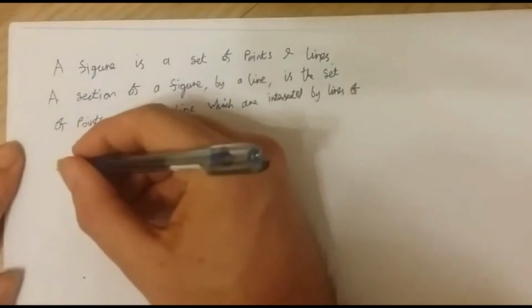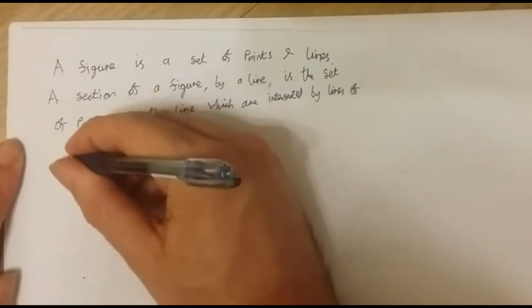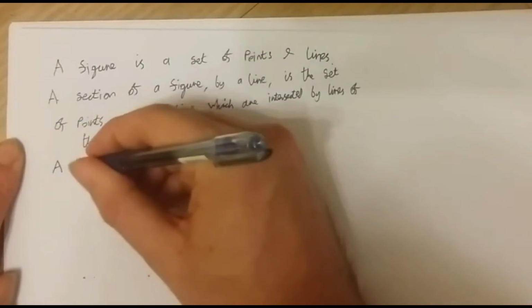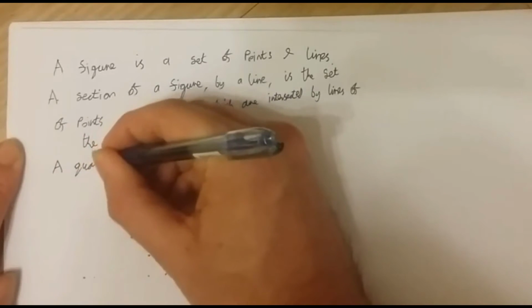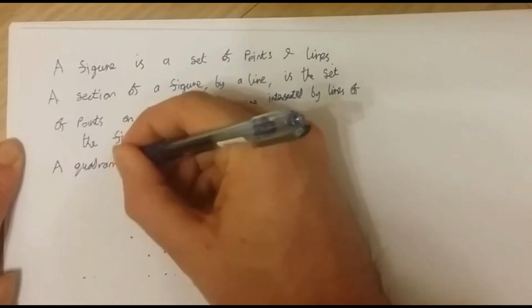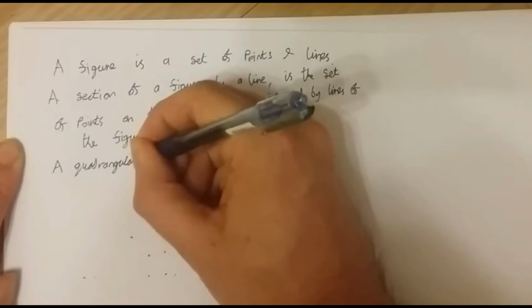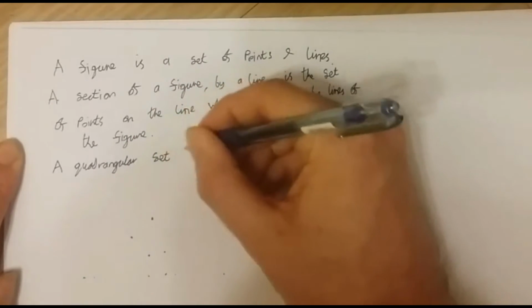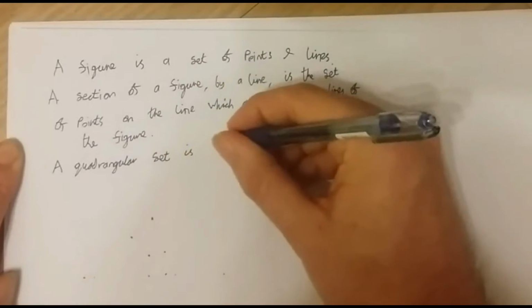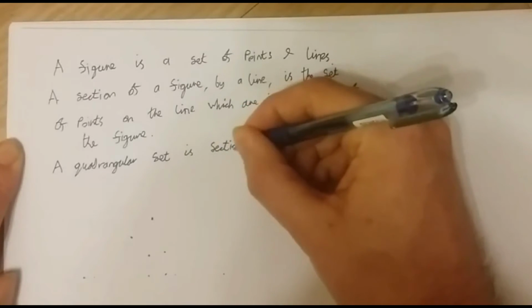So the key sort of object for us to look at today is a quadrangular set. That's what they call them, quadrangular sets. And a quadrangular set is just a section of a complete quadrangle.